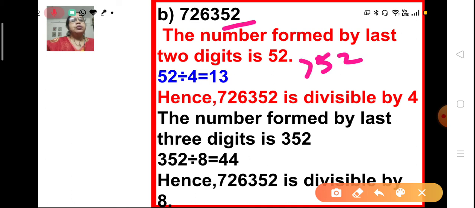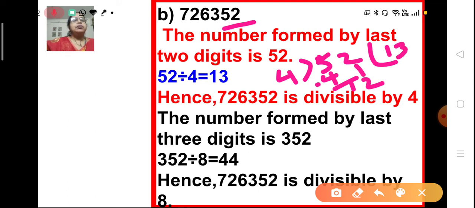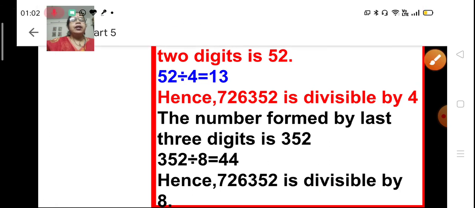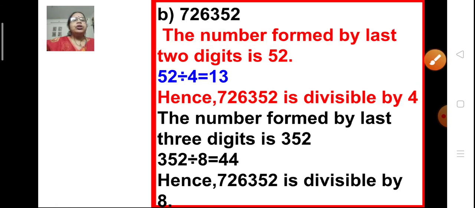52 divided by 4: 5 minus 4 is 1, and we take 2 here, it becomes 12, and 4 3s are 12. So, the quotient becomes 13, isn't it? So, the number is exactly divisible by 4. So, the number 7,26,352 is also divisible by 4.